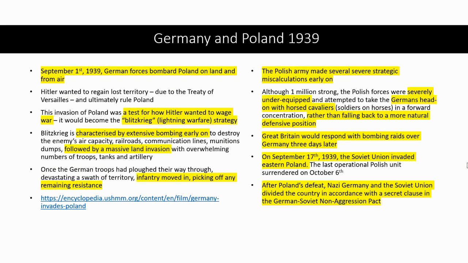Germany and Poland, 1939. September 1st, 1939, German forces bombard Poland on land and from the air. Hitler wanted to regain lost territory due to the Treaty of Versailles and ultimately rule Poland. So remember how last week we looked at Lebensraum? It's that sort of same idea. He wanted to regain that territory lost due to the Treaty of Versailles.